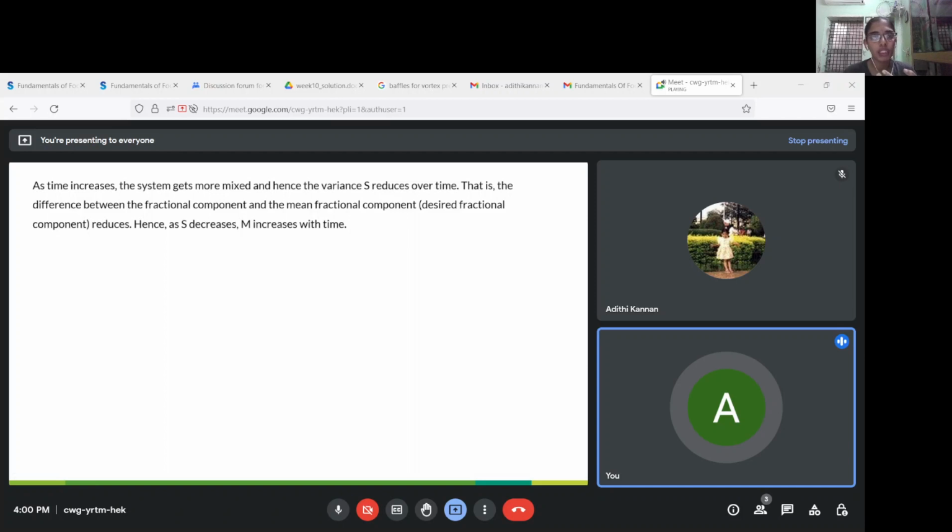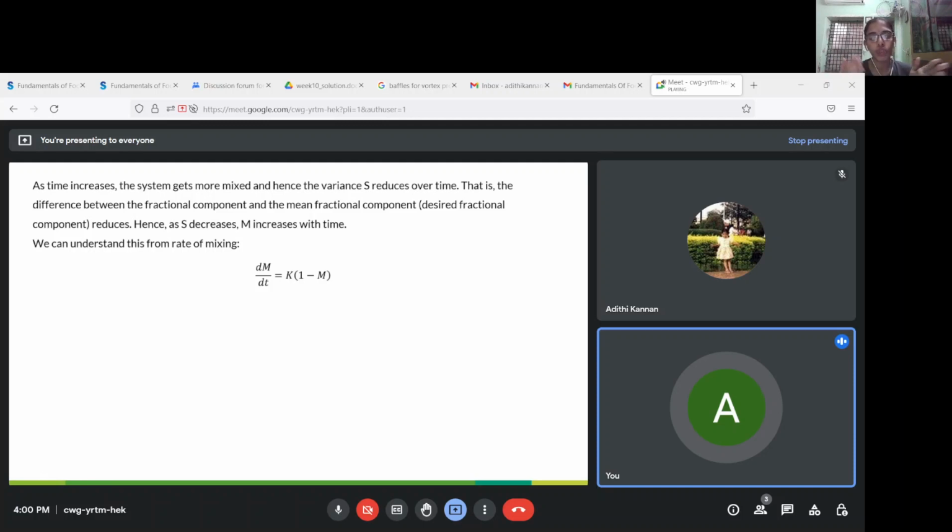So as time increases, the system gets more and more mixed, hence the variance S reduces over time. That is, the difference between the fractional component and the mean fractional component reduces, and hence as S decreases, m increases with time. So if this is very confusing, we can also look at it from your rate of mixing point of view. So the rate of mixing, that is dm by dt, is directly proportional to the amount of mixing that is left.